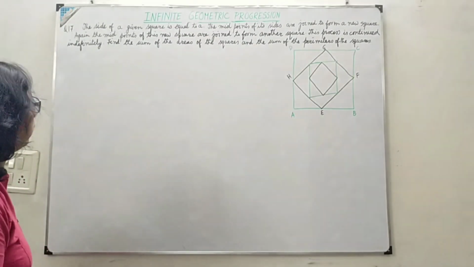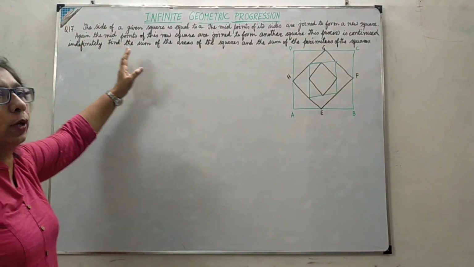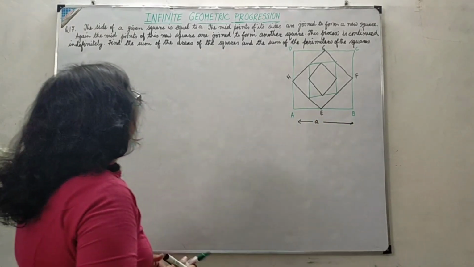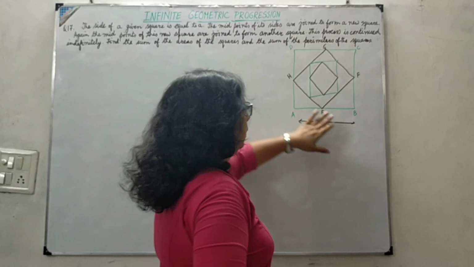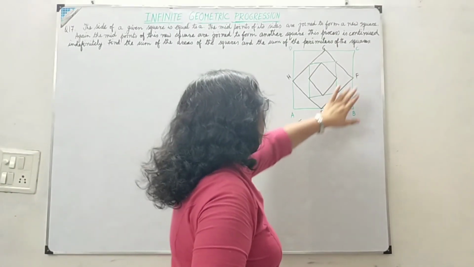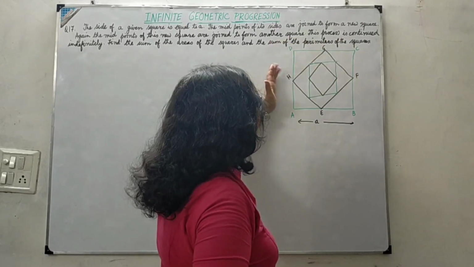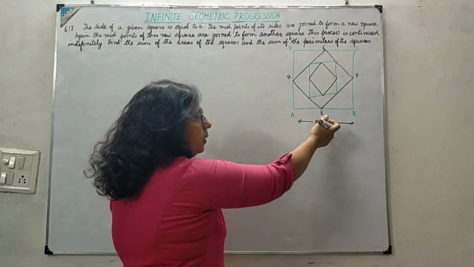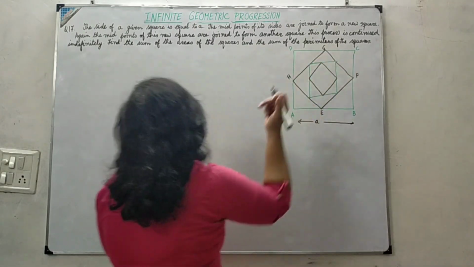Let us see a very important interesting question. The side of a given square is equal to A. That means we are given this side of the square as A. Now, the midpoints of its sides, E, F, G and H, which are the midpoints of the sides AB, BC, CD and DA respectively, are joined to form a new square. You can see the new square as EFGH.